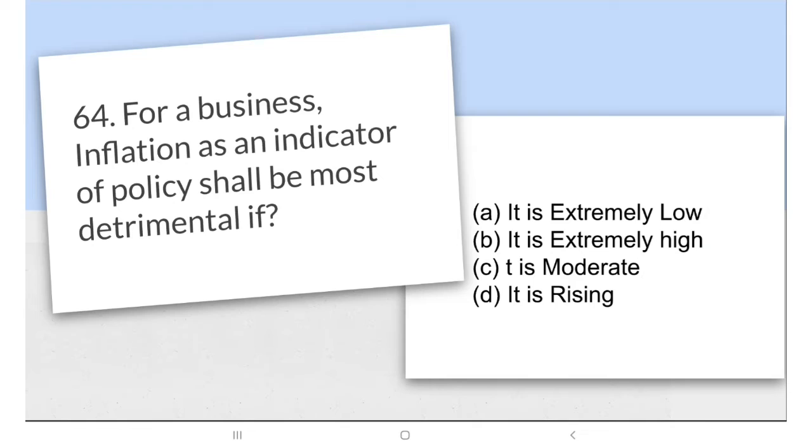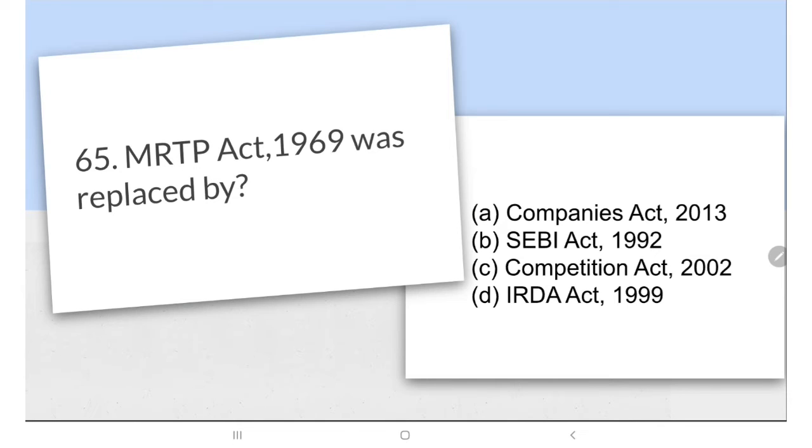Question number 64. For a business, inflation as an indicator of policy shall be most detrimental if it is extremely low. It is the right option. It is not when it is extremely high, or it is moderate, or it's rising. It is when it is extremely low. Next question.